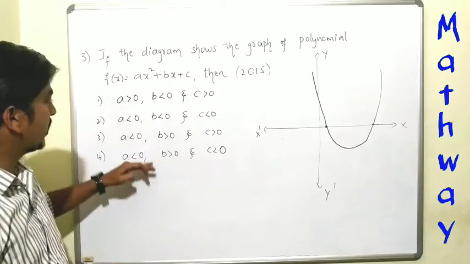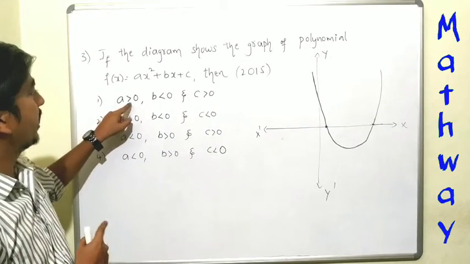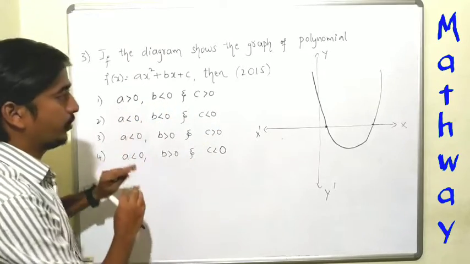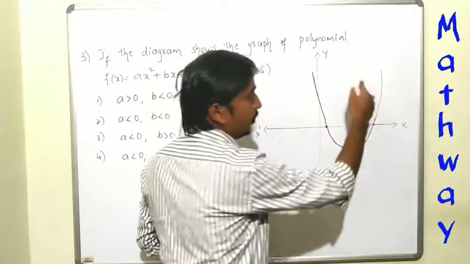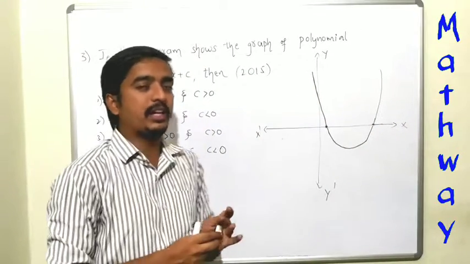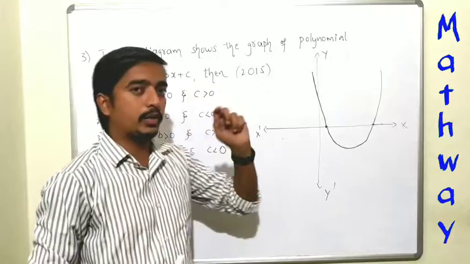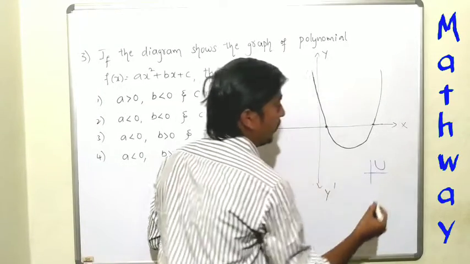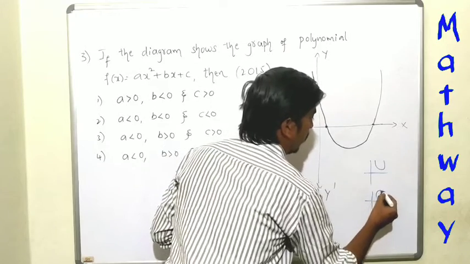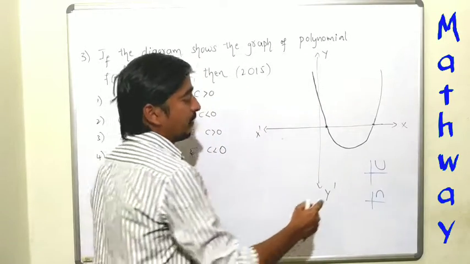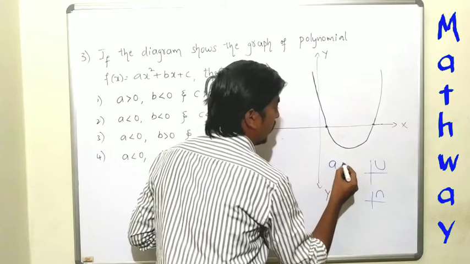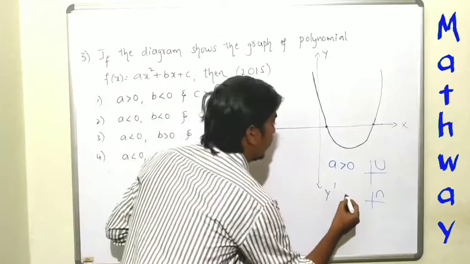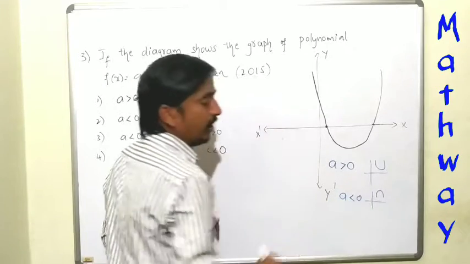Then he has given some conditions, which is correct: a greater than 0, b less than 0, c greater than 0. So first, before going to the options, it is the parabola, the U-shaped one. It is called a parabola. For the quadratic polynomial we get two types of graph. One is the parabola, U-shaped, or the inverted parabola. When we get the parabola, if the coefficient a is greater than 0, we get a U-shaped parabola. If the coefficient a is less than 0, we get the inverted parabola.